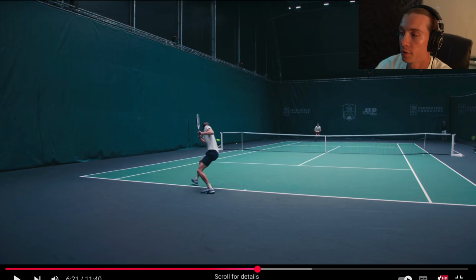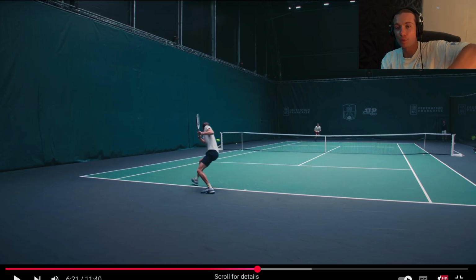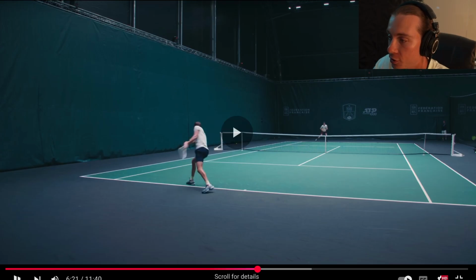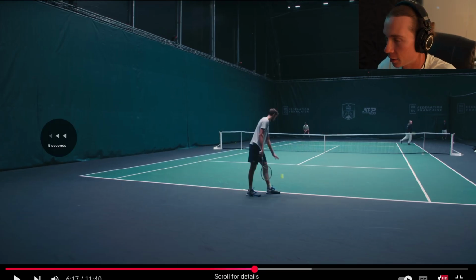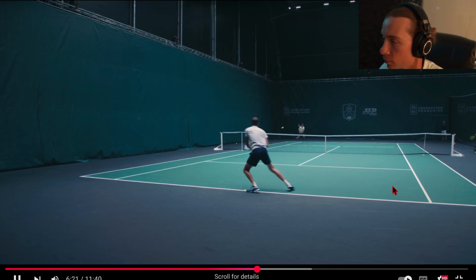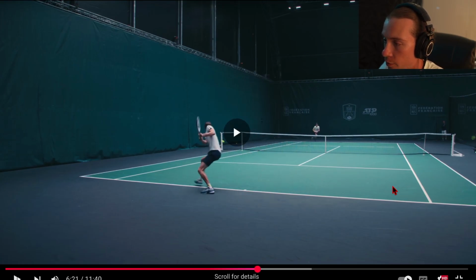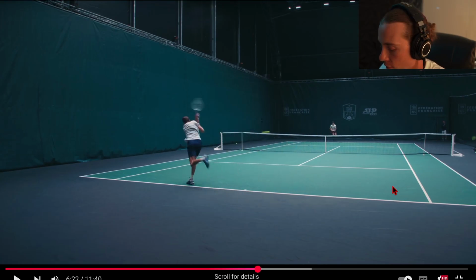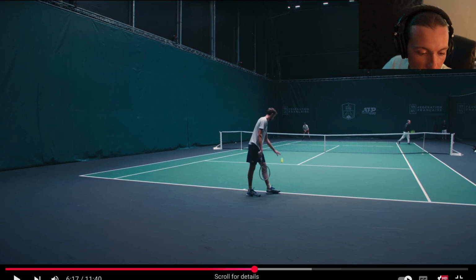Notice on Medvedev's backhand, when he's preparing, his left elbow is bent. And then when he goes to the ball, his left elbow extends to be fully straight. So pay attention to his backhand here. Let's watch that again. So it's bent. Hold up. Let's go back slow motion.